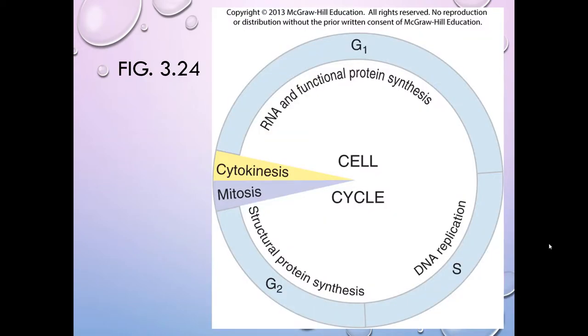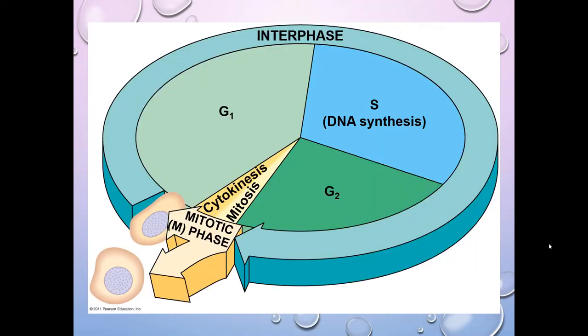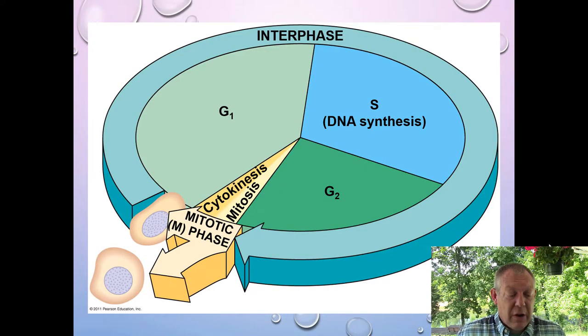And so here's a figure from your book, showing the relative proportions of each of these phases. So it's always G1, S, G2 in interphase. Then you undergo mitosis. And then the actual process of splitting in two is called cytokinesis. Some people consider cytokinesis as part of mitosis, some don't, it doesn't really matter, but cytokinesis always immediately follows mitosis. And just another diagram of that, only this one is in 3D. Are you impressed?